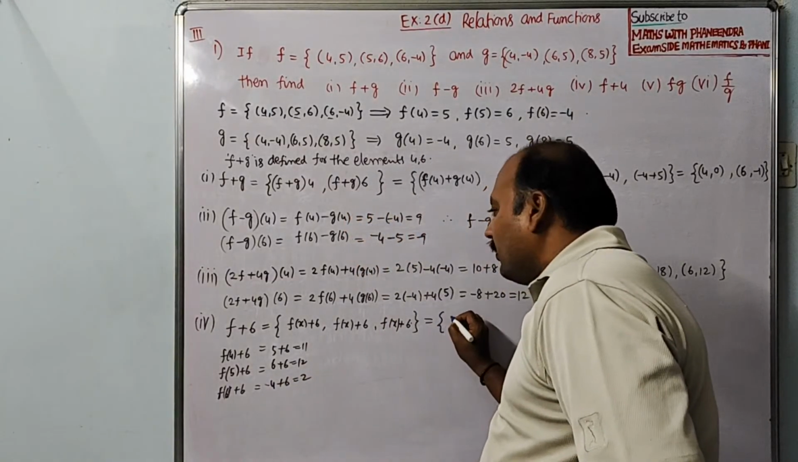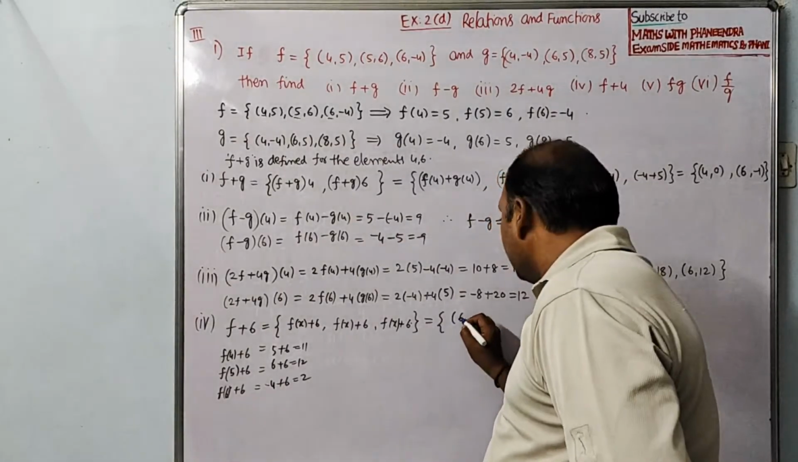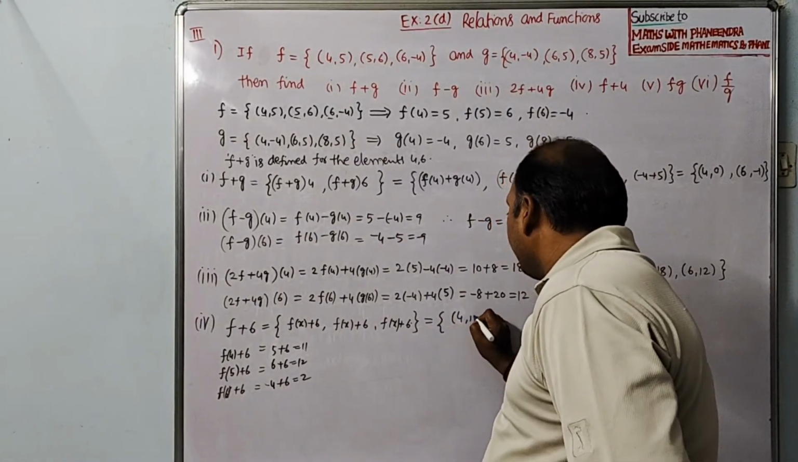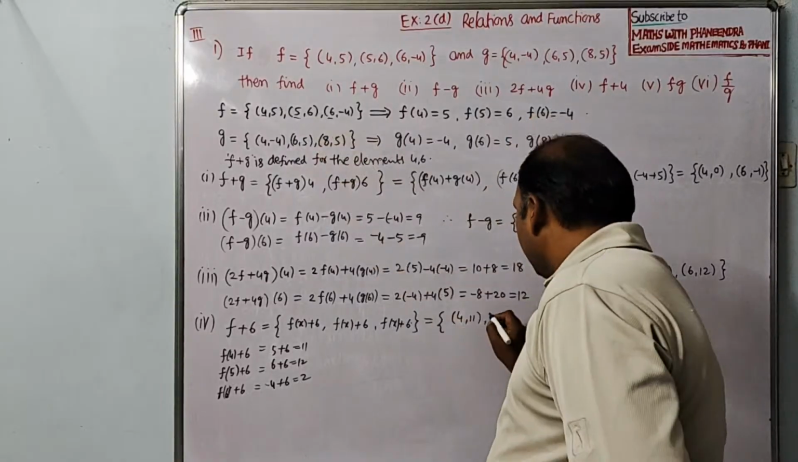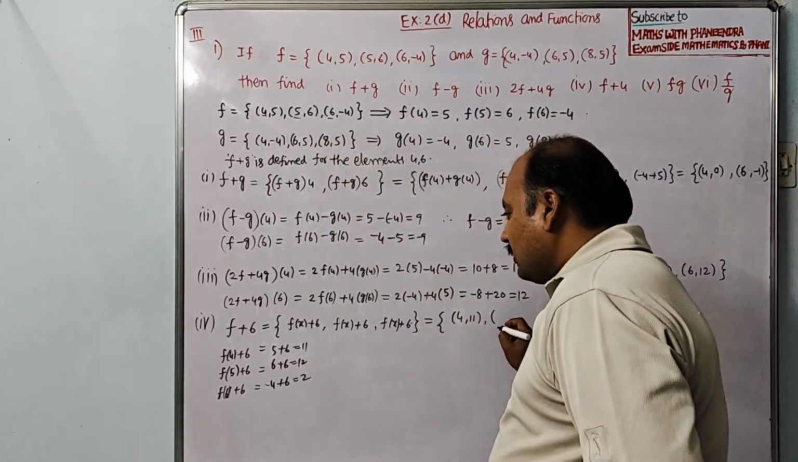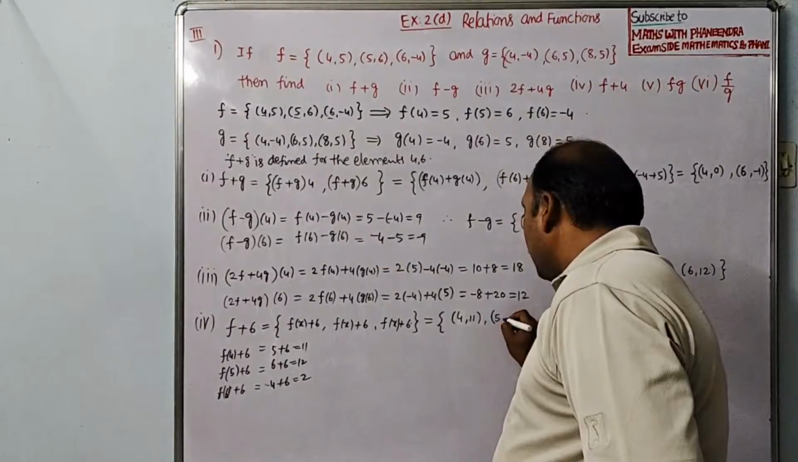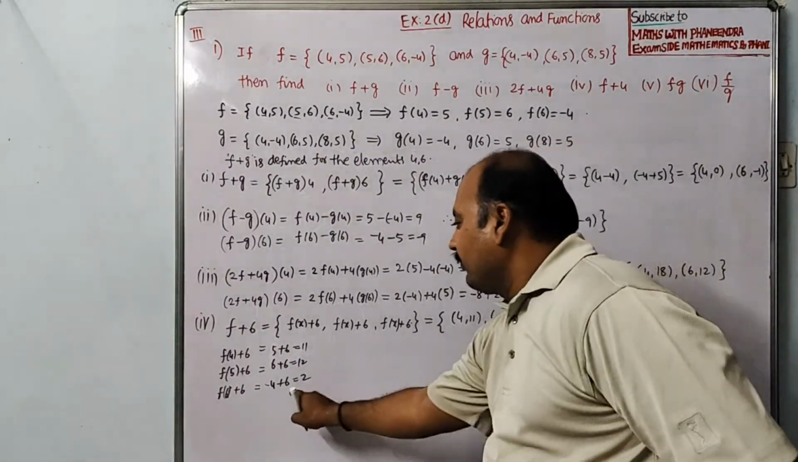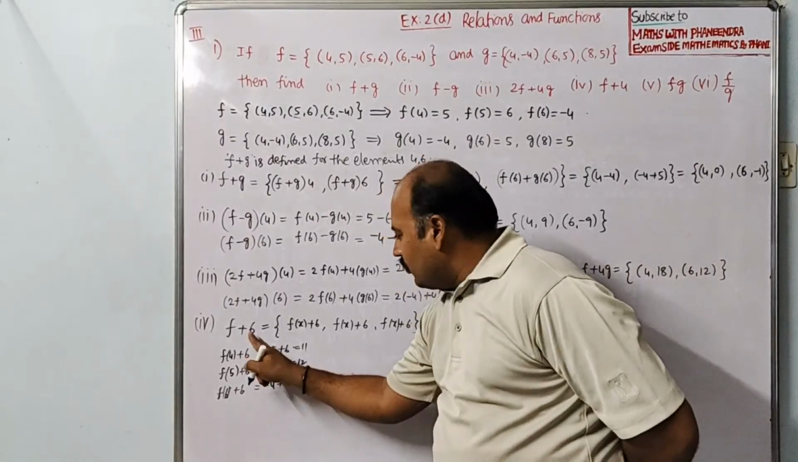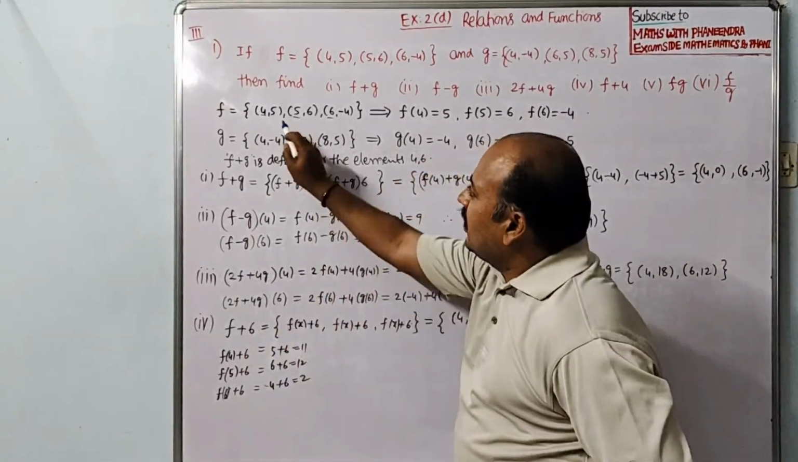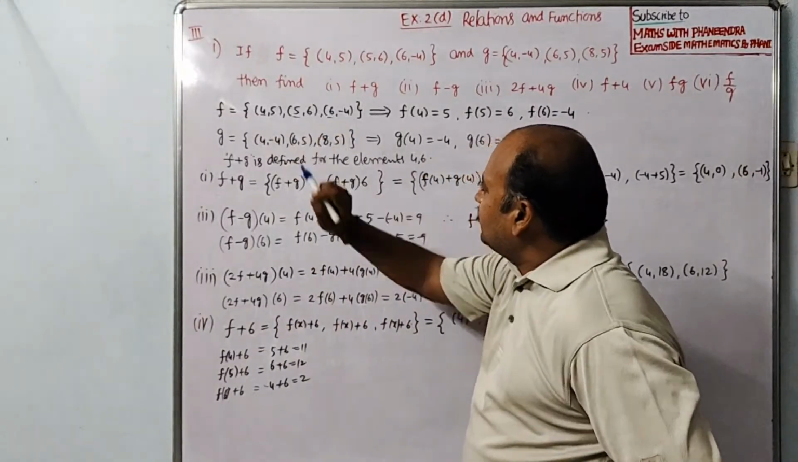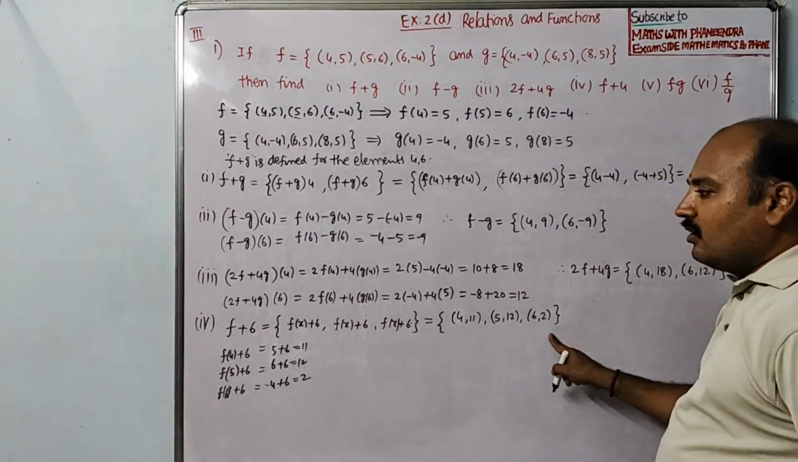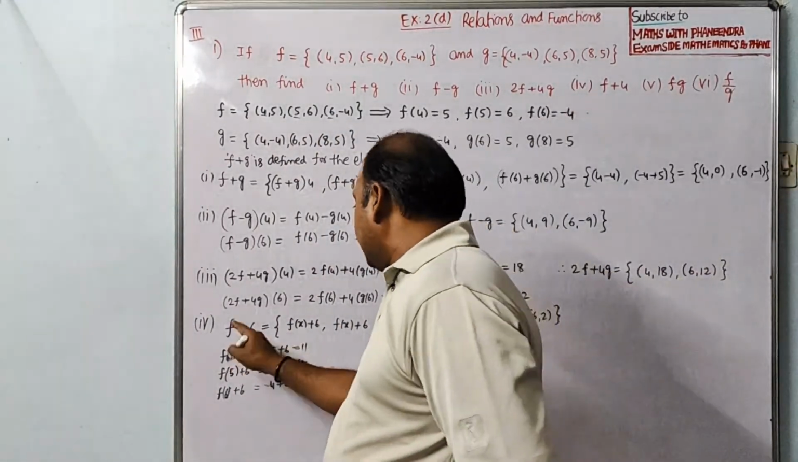Therefore, it will be defined as 4 comma 11, next 5 comma 12, 6 comma 2. So here 6 is there now. We are adding 6 for the codomain element: 6 plus 5, 6 plus 6, 6 minus 4. So these are the values of f plus 6.